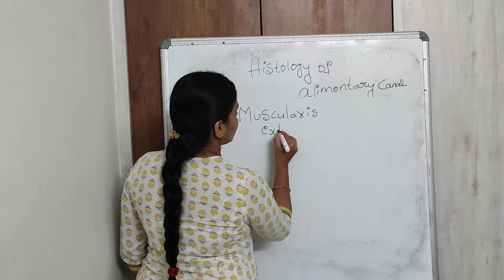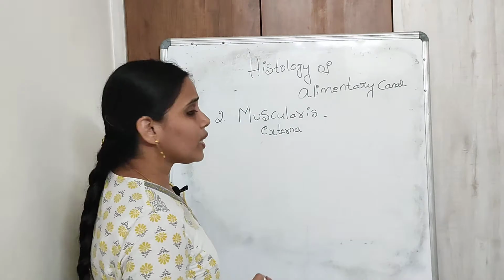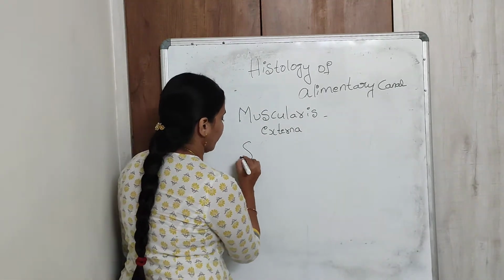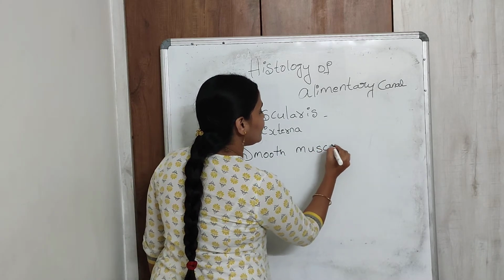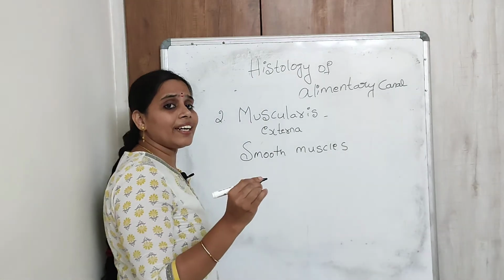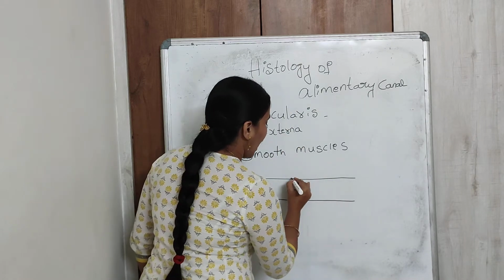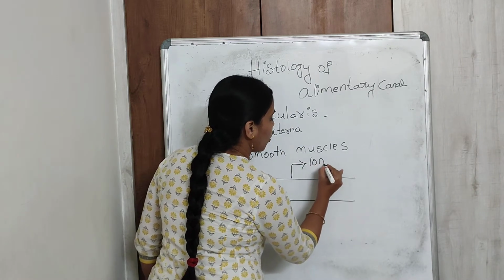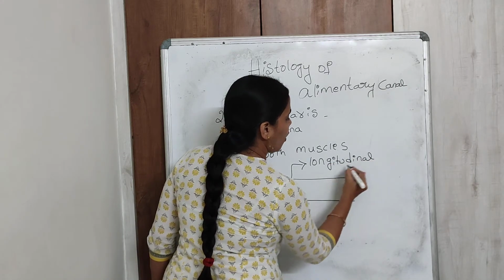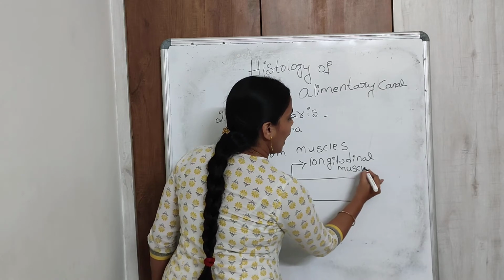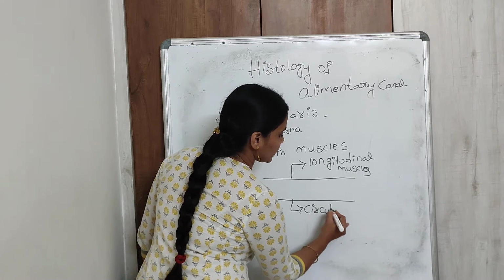Muscularis externa was made up of smooth muscles, children. Wherever this layer was present, it was arranged in the form of an outer layer and an inner layer. The outer layer is made up of longitudinal muscles, and the innermost layer was made up of circular muscles.